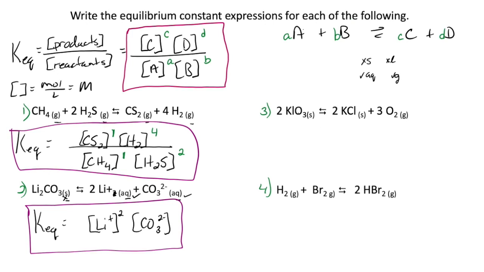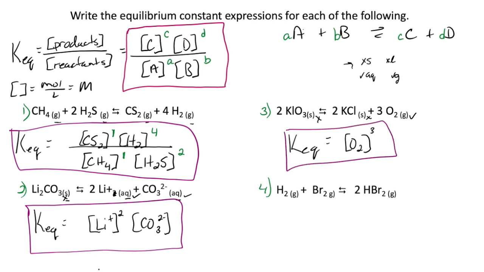For number 3, we see that we have a solid breaking down or decomposing into a solid and a gas. We do not include our solids based on what we saw up here, but we do include the gas. So in this case, our equilibrium constant expression will have only one, which is the oxygen, the O2, raised to the third power.